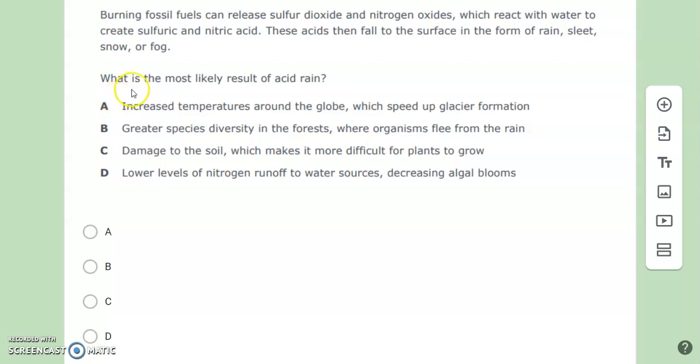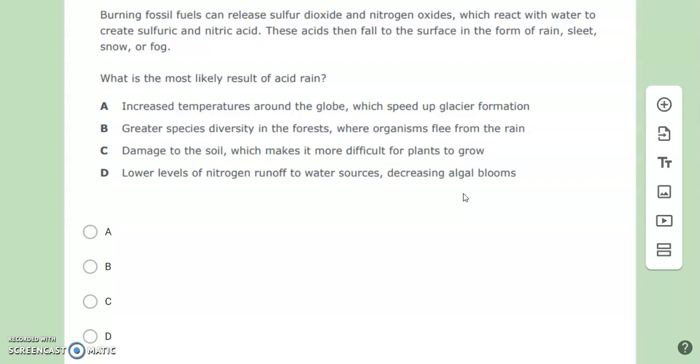Okay, what is the result of acid rain? So you don't need to really know how acid rain is formed. That's not important for the question, but the question is, when there is acid rain, what is the most likely result? Now you just need to know a little bit about acid rain. Acid rain is just normal rain that's slightly more acidic than normal rain. Okay, so it doesn't mean it's acid falling from the sky and it's going to burn your skin. It just means that it is slightly more acidic than normal rain.